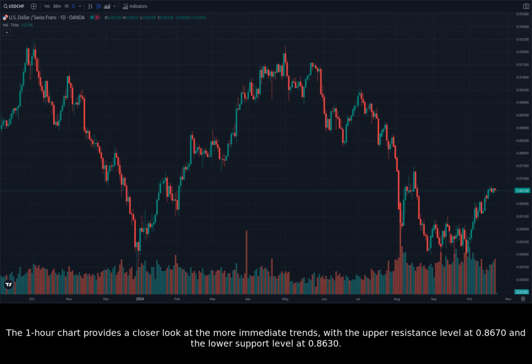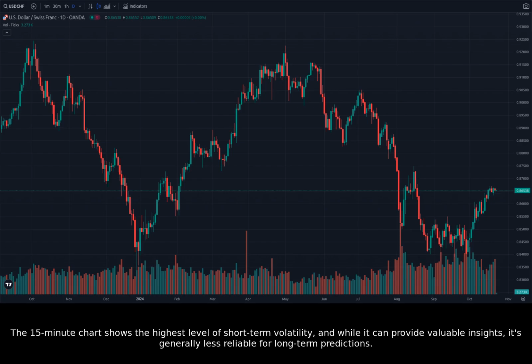The one-hour chart provides a closer look at the more immediate trends, with the upper resistance level at 0.8670 and the lower support level at 0.8630. The 15-minute chart shows the highest level of short-term volatility, and while it can provide valuable insights, it's generally less reliable for long-term predictions.